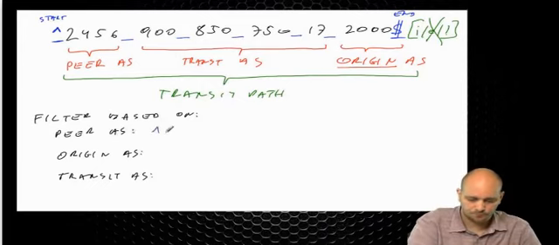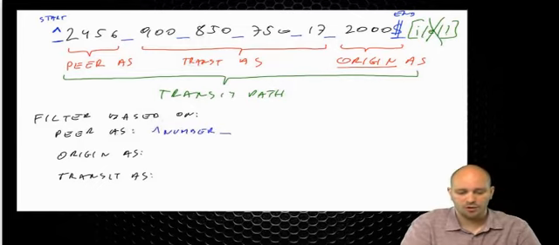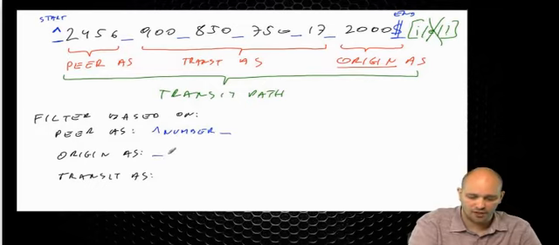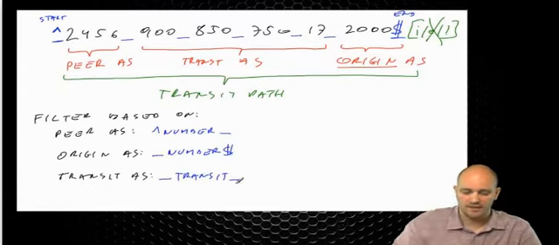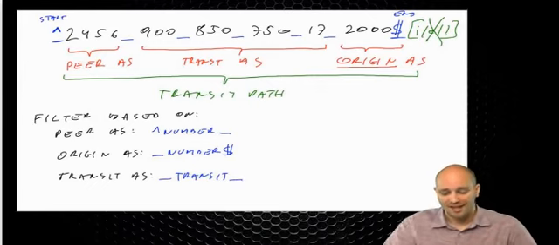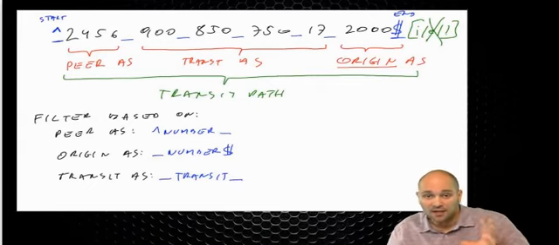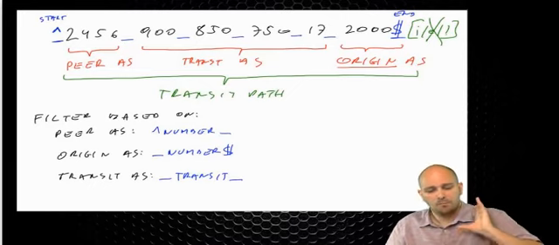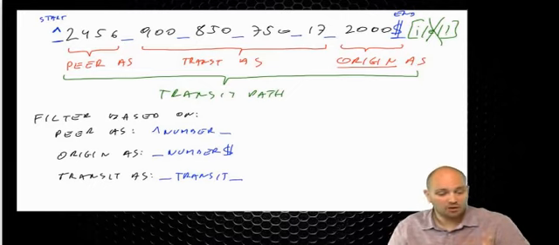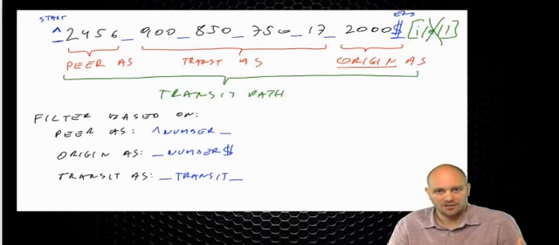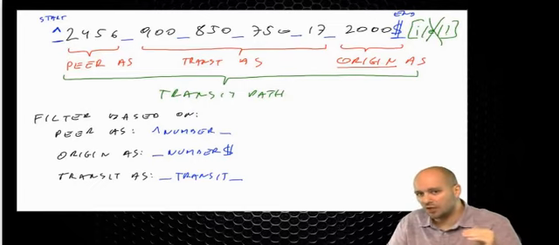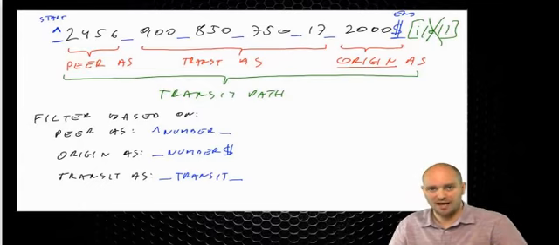Now, the very simple cheat sheet here would be, if you want to filter based on the peer AS, this is your cheat sheet. If you want to filter based on the origin AS, this, and if you want to filter based on the transit AS, this would be the filter that you can use. Now, as I said, this is a very, very quick and dirty cheat sheet. Now, why do I call it the cheat sheet? Because I'm not actually explaining how the regular expressions work, but these are the most likely questions that you are going to be asked in the lab.